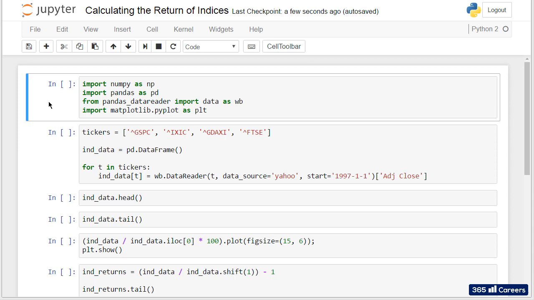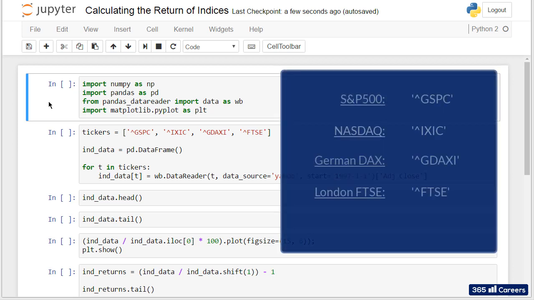We're doing really great. Now that we have learned more about stock returns and what stock indices are, it will be great to learn how to calculate their performance in Python. The libraries we import are the same as before, and the tickers we use are the ones of the S&P 500, NASDAQ, the German DAX, and the London Financial Times Stock Exchange, informally called FTSE.